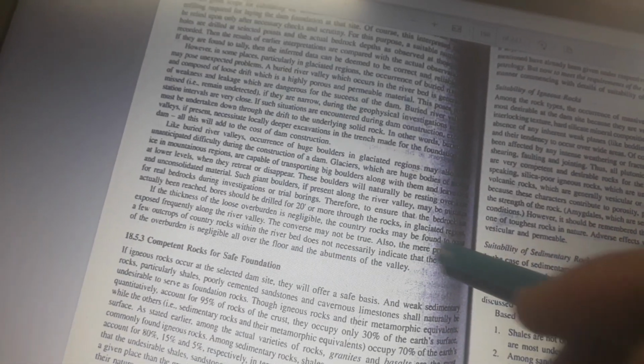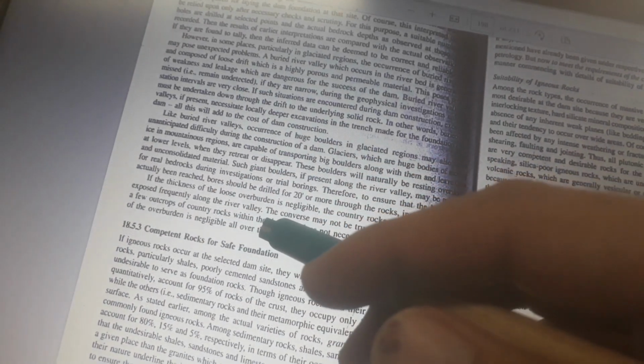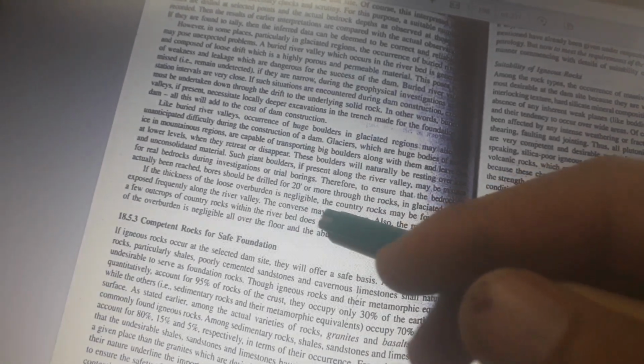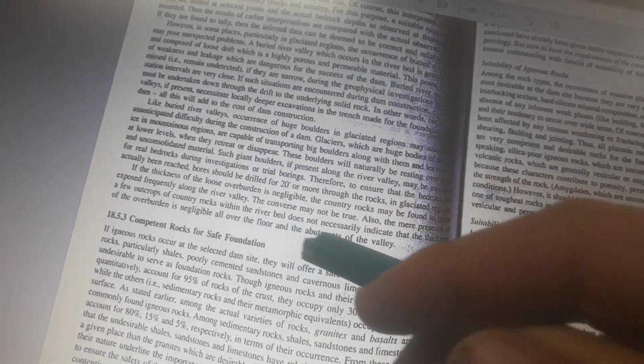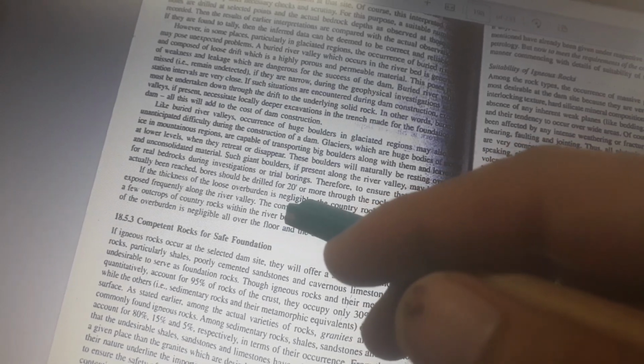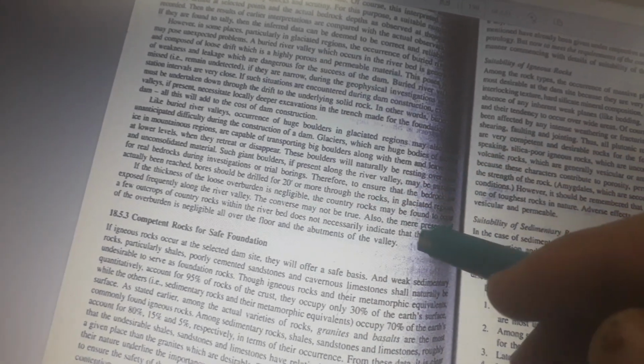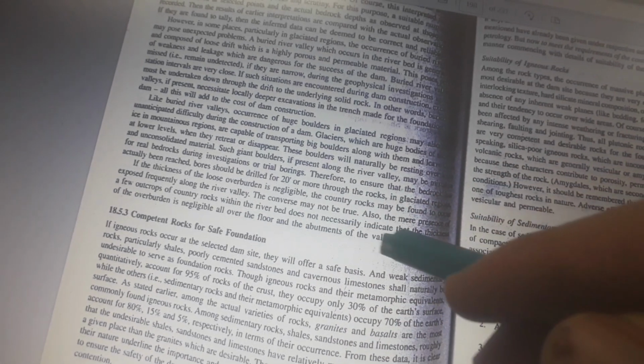Also, the mere presence of a few outcrops of country rocks within the river bed does not necessarily indicate that the thickness of the overburden is negligible all over the floor and abutments of the valley. The converse may not be true.